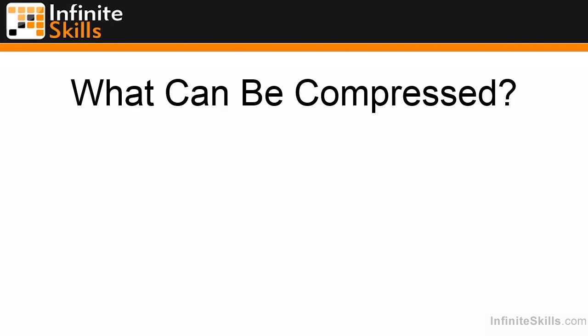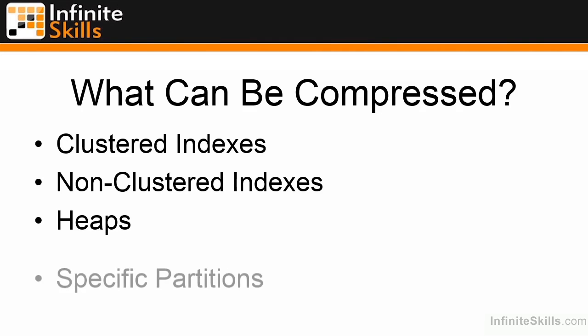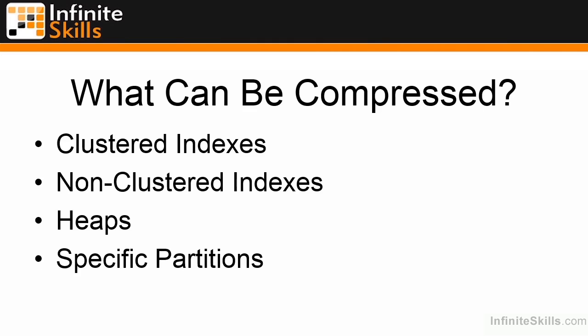So what data in your database can you compress? Well, you can compress just about everything. We can compress our clustered indexes, our non-clustered indexes. If we've got tables that are heaps, we can compress those as well. If we're using table partitioning along with compression, we can actually specify which partitions we want compressed. So maybe we only want the older partitions compressed, just to save space because they're not really used, but the most recent partition we don't want to have compressed. We can control that through the alter index statement that we use to turn on the compression.